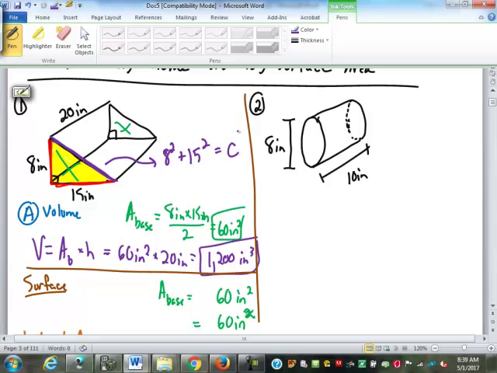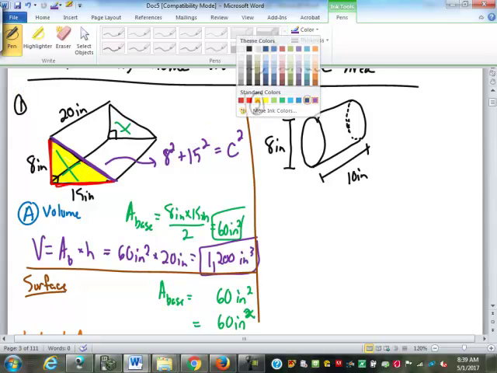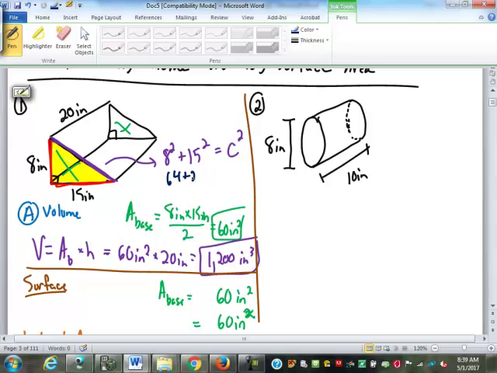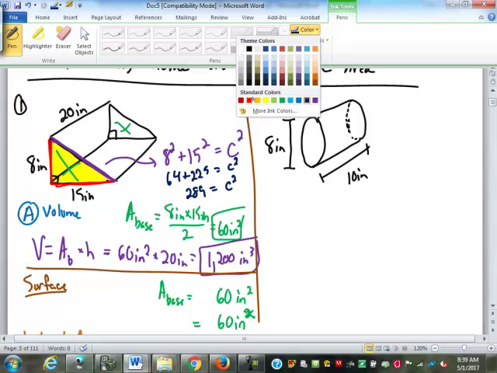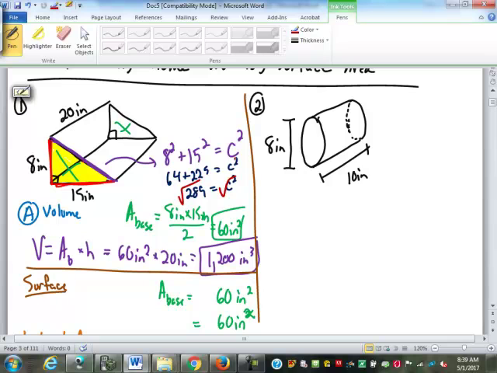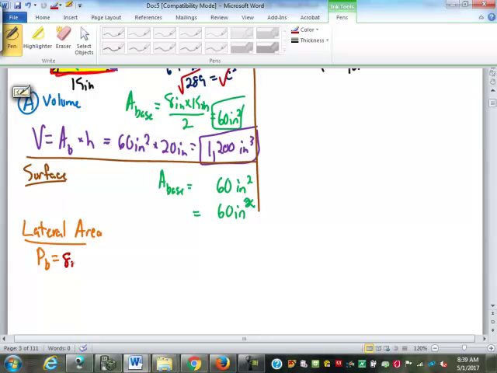Very good. So 8 squared plus 15 squared equals c squared. This is 64 plus 225, which is 289, equals c squared. Taking the square root of that, that's got to be 17 inches. So that perimeter of the base, 8 inches plus 15 inches plus 17 inches, which is 40 inches.